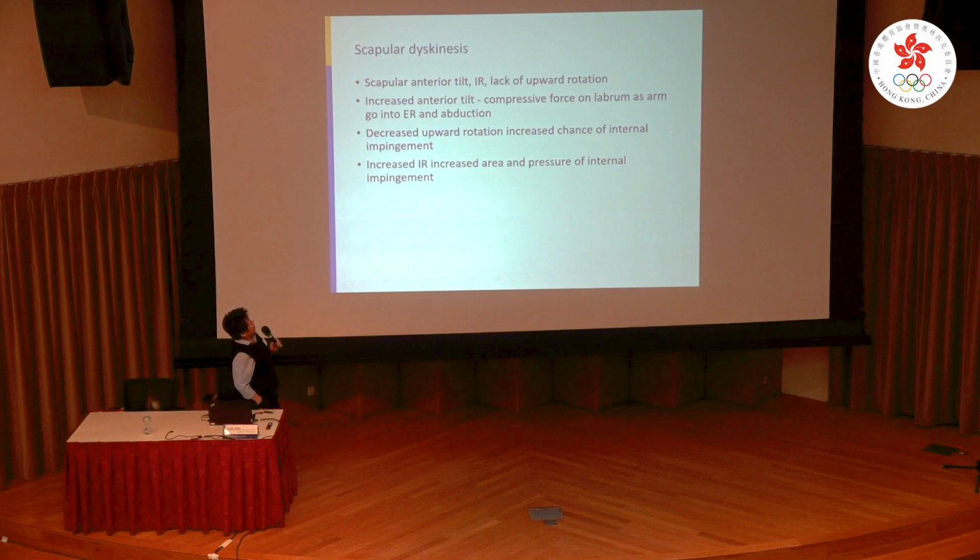So some of those we've already looked at or talked about. If your scapula tilts forwards, if the pec minor is tight, coming forward, okay? If it's internally rotated, and if there's a lack of upward rotation, it causes problems. What does it do? If there's an increase in anterior tilt, it then presses on the labrum as the arm goes into external rotation and abduction, which you need to do a lot with throwing sports, right? And then it may lead to problems with the labrum.